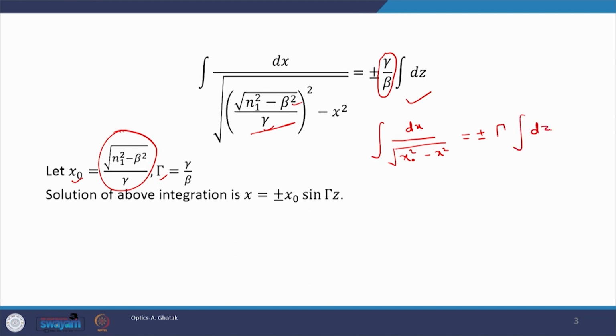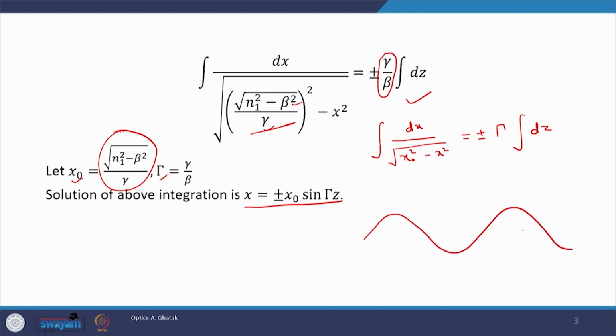It is an easily integrable function, and if you integrate it, then you will get this relation: x is equal to plus minus x naught sine Gamma z. Gamma is capital Gamma here. This means that the ray path would be sinusoidal. It says that the ray path is like this.